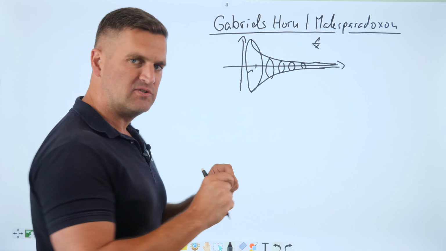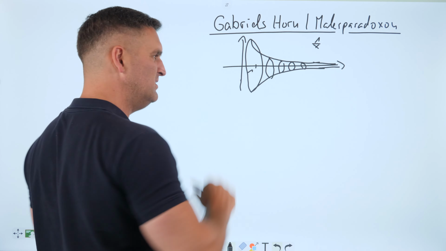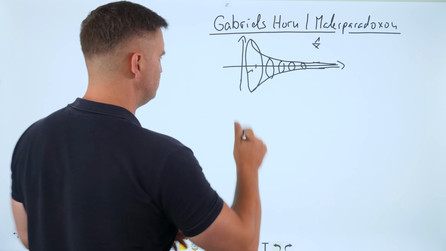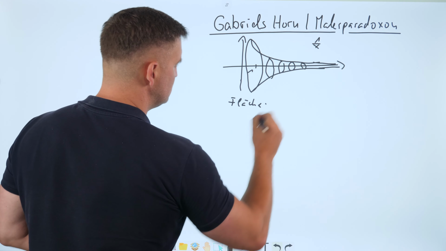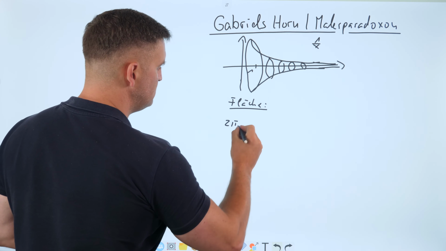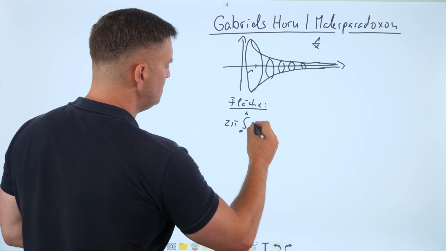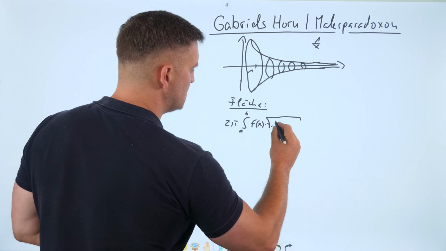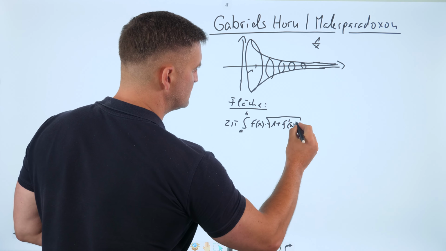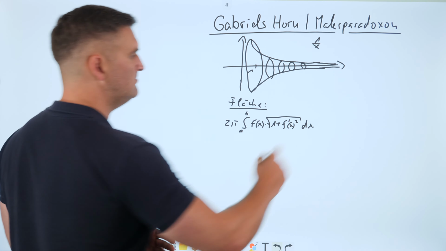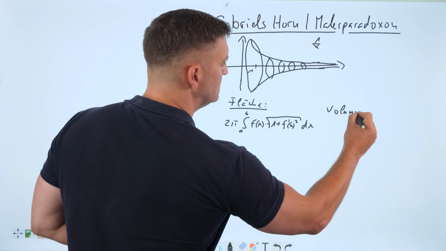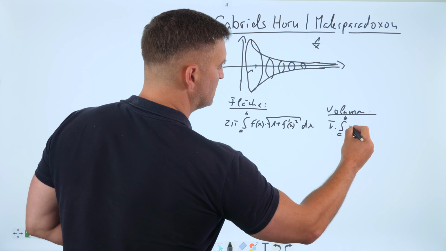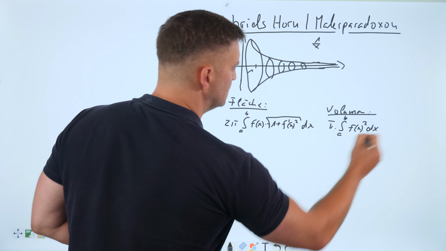And now let's take a look at two things. We'll look at the volume of this body, and we'll look at the surface area that is created here. The surface area would be calculated with 2 pi times the integral from a to b of f of x times the square root of 1 plus f prime of x squared dx. And the volume would be calculated with pi times the integral from a to b of f of x squared dx.